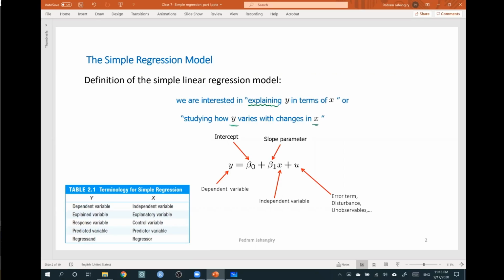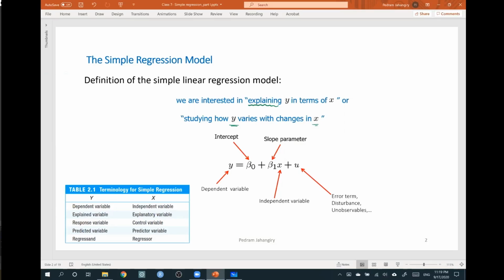At the end of the day, we want to see how wages change if we change the education, not the other way around, not how education changes if we change the wage, or income versus consumption. How does consumption change if we change the level of income, right? Not the other way around. So this is the direction. The direction of the causality is also important.